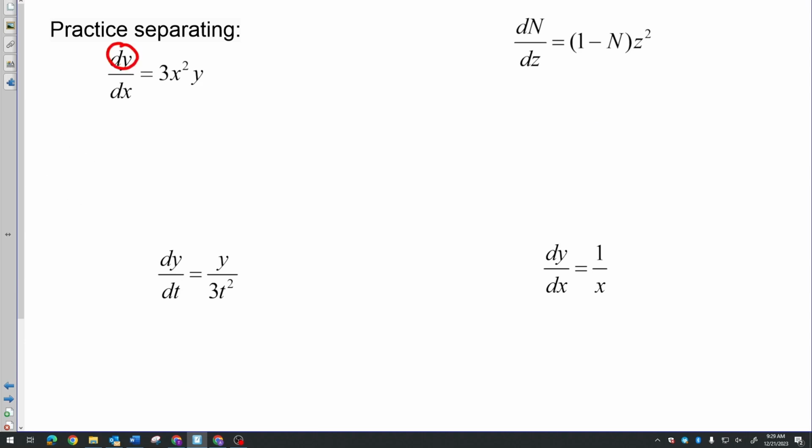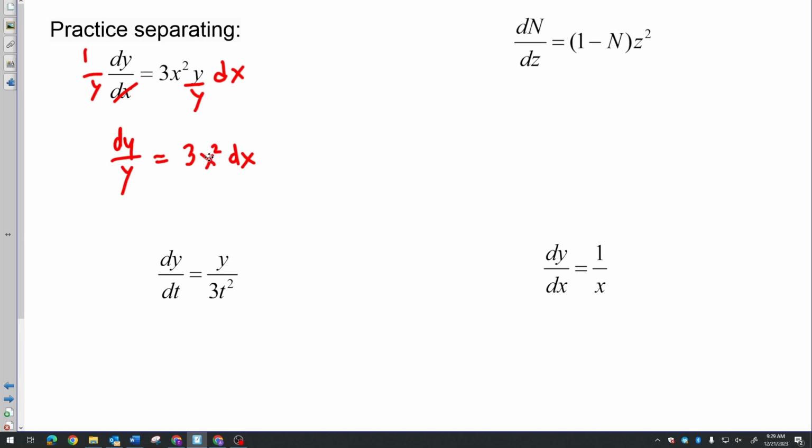Remember, this dy always stays on the left. You're going to multiply both sides by dx. And then we're going to separate this. The y's need to all go on the left side. So you're going to divide both sides by y, or multiply by 1 over y. So on the left, I'll get dy over y. On the right, I'll get 3x squared dx. All right, so this is how you separate.